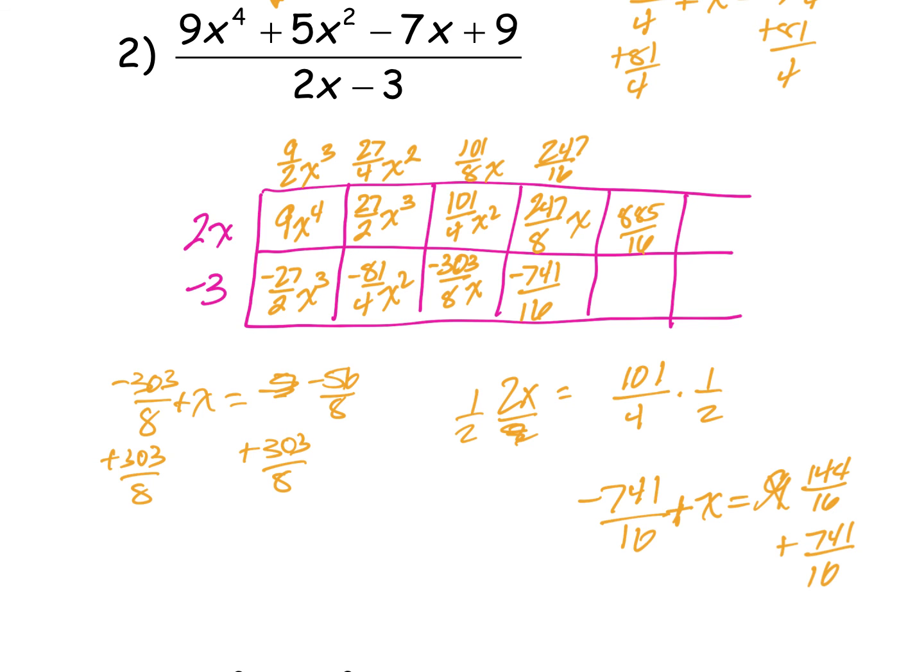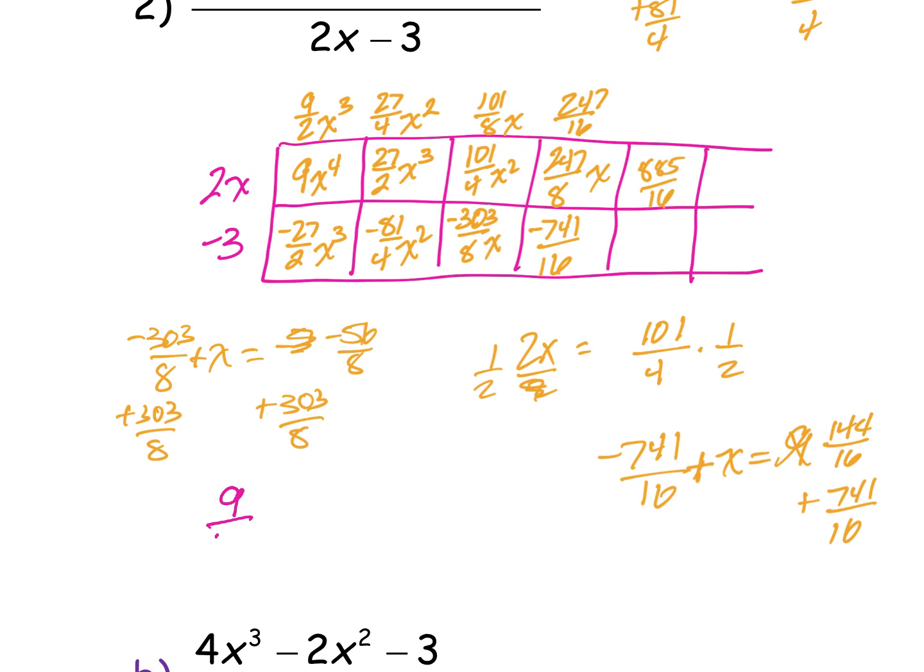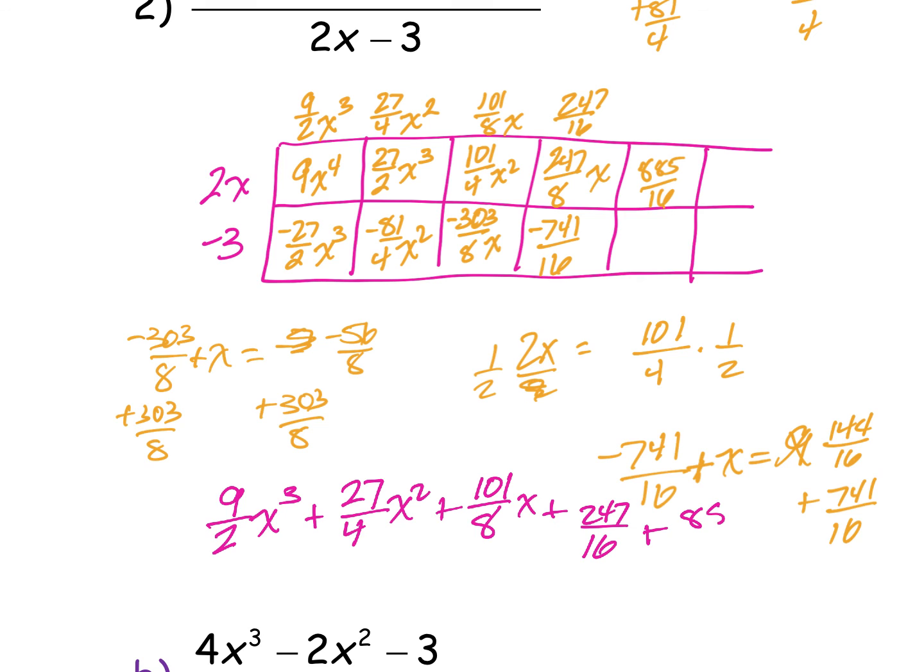It's just really ugly, but it is 9/2 x cubed plus 27 fourths x squared plus 101 eighths x plus 247/16 plus 885 over 16 times 2x minus 3. I'm going to run out of room. Ugly, right?